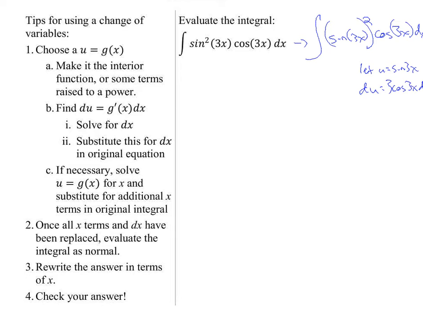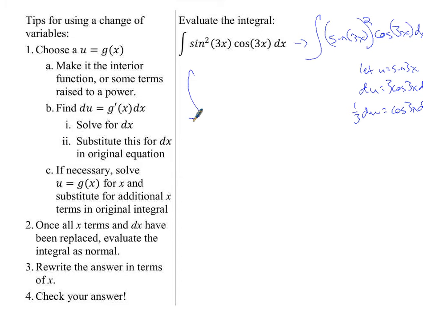So normally solve for dx, but notice that sitting right here is cosine 3x dx. If I solve this equation for cosine 3x dx, then I'll be able to substitute in right there, and this whole thing will disappear. So that's what I'm going to do. Solve for cosine 3x dx, and I get 1/3 du equals cosine 3x dx. So now this will turn into 1/3 du. This is u.